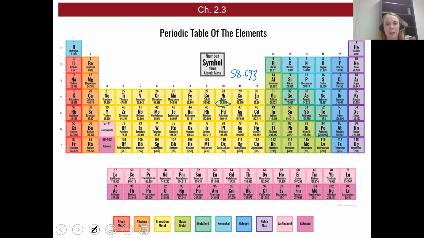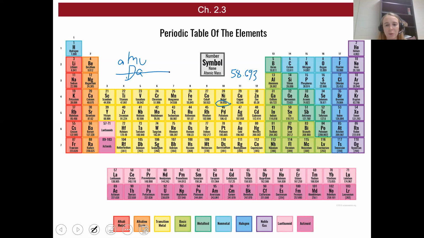There we go. And that is going to be in atomic mass units. So we learned about these a little bit in chapter 1 if you read the textbook. Atomic mass units are how we weigh the protons and neutrons. They're really, really tiny. So we use atomic mass units. Sometimes we call them Daltons, but you don't need to know that really.